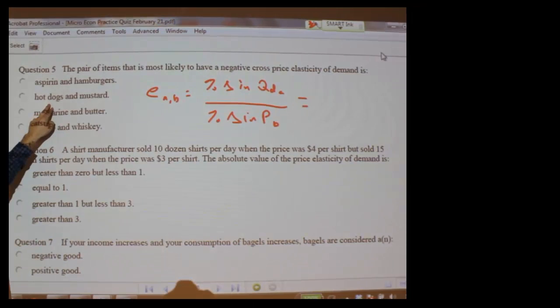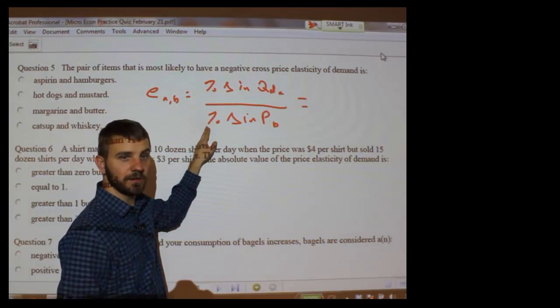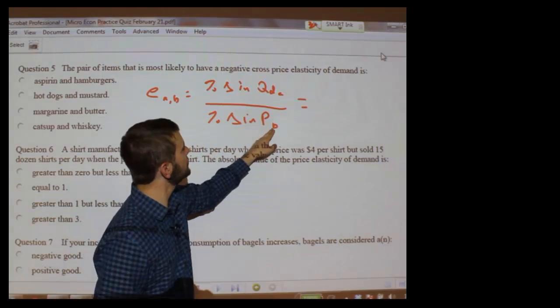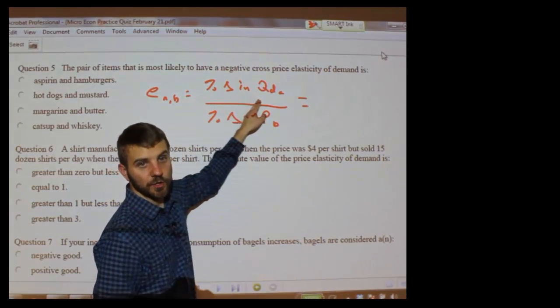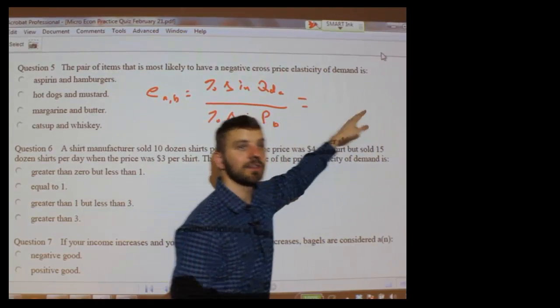What about hot dogs and mustard? Reason your way through that. If the price of hot dogs goes up, what happens to the quantity demanded for mustard? It goes down. So here we have a positive, here we have a negative. The result is going to be negative. That's what we're looking for.